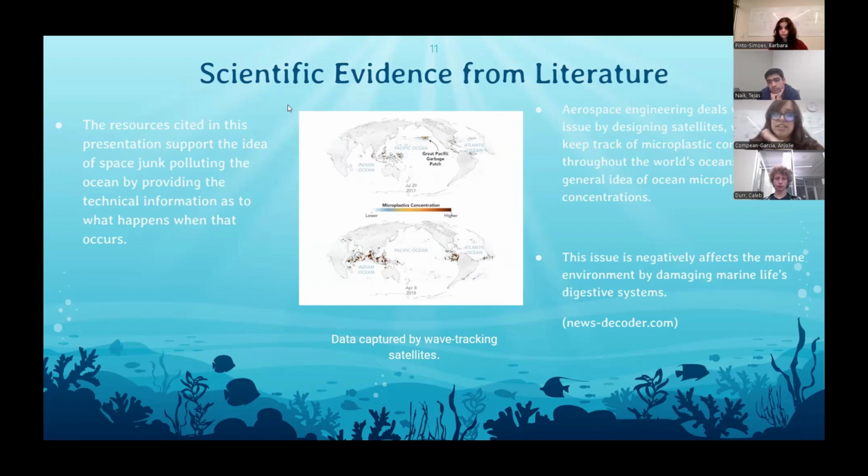And this issue of space junk into the ocean does negatively affect the marine environment because when marine life ingests the microplastics, it damages their digestive systems over time. And this picture right here in the middle is a graph of the concentrations of microplastics tracked by the satellites I previously mentioned.